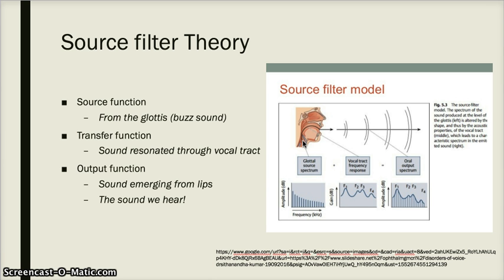The transfer function is the sound that is resonated through our vocal tract. It's those frequencies that are being filtered, either amplified or attenuated to create a certain sound. And the output function is the sound that comes out of our mouth. So that is the filtered sound that sounds like an ooh or an ah or an e. It has that same fundamental frequency that we create from our glottis, but has been modified by our cavities and valves and filters to create a sound.